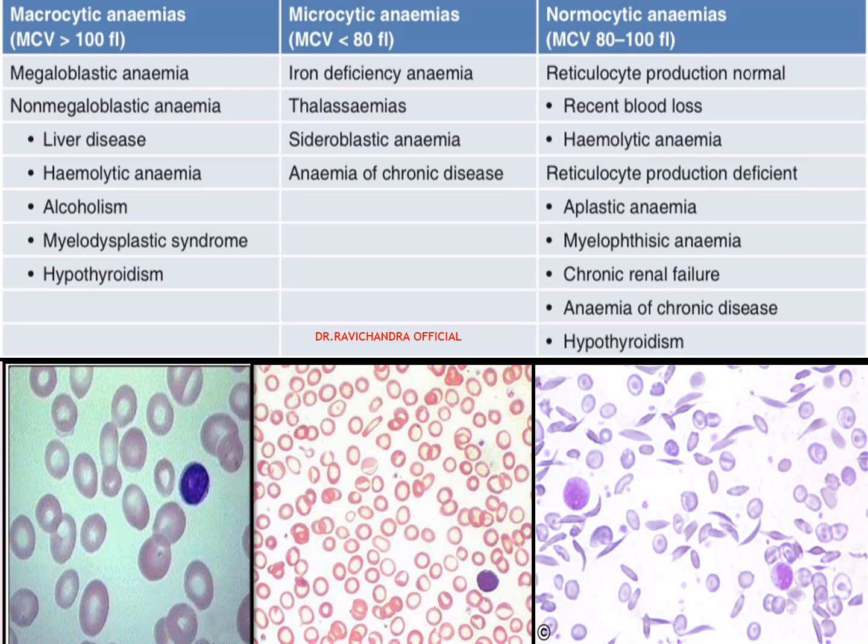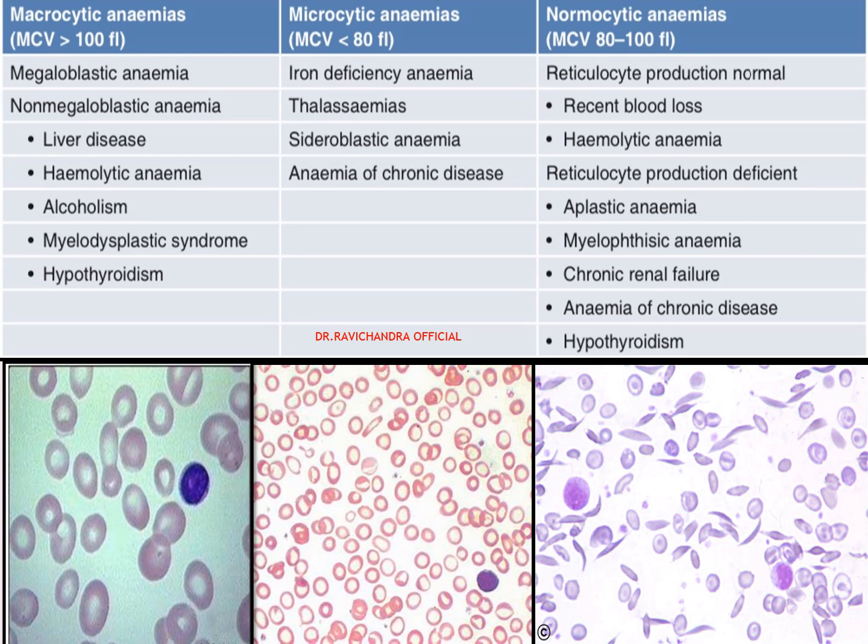Microcytic hypochromic anemias, differential diagnosis is, remember the mnemonic TICS. S for sideroblastic anemia, I for iron deficiency anemia, T for thalassemias, C for anemia of chronic disease.